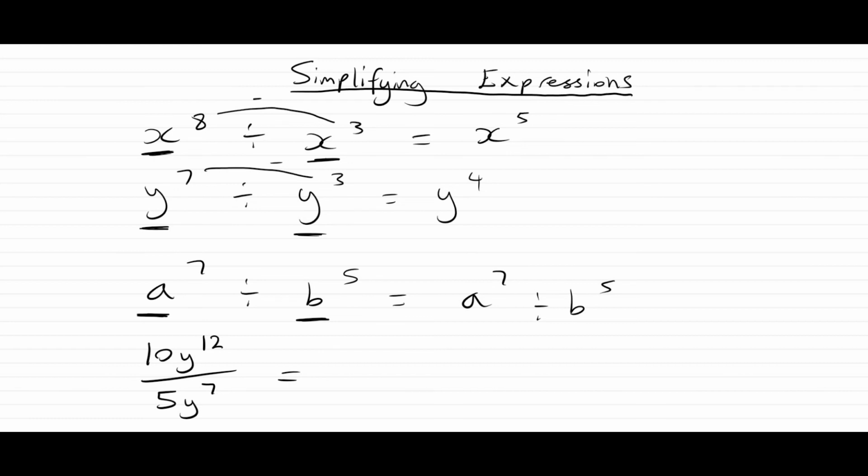So again, in this question, I'll deal with the numbers first. So you do 10 divided by 5, which is 2. And then I'll do y to the 12 divided by y to the 7. Because you're dividing, you take away the indices. And because they're both y's, you can actually do that. So you do 12 take away 7, which is 5. So it becomes y to the 5. And that's the answer, 2y to the 5. You see that? So we've simplified this to make our life easier. And that's what we like to do as mathematicians, make life easy.